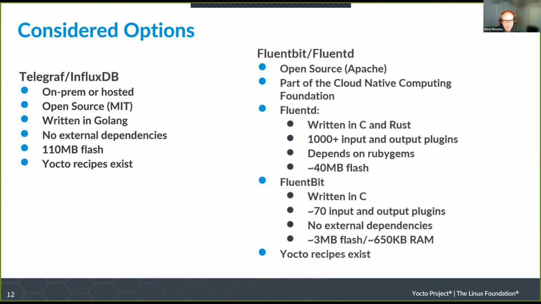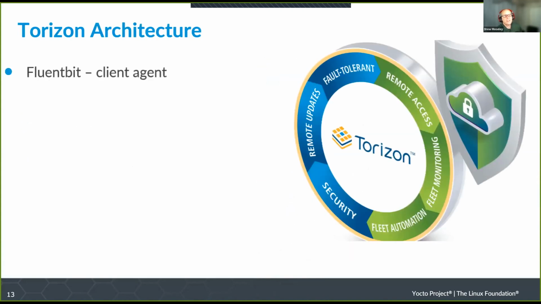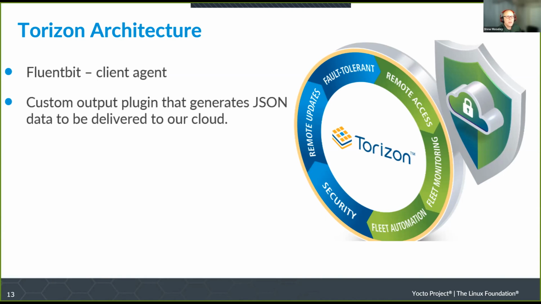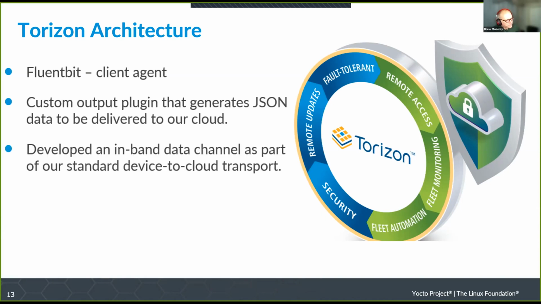And of course, Yocto recipes exist for it. And obviously, we did choose Fluent Bit. The way we implemented it is, we've got the client agent in our base operating system. It's just running as a standard system daemon in the background. We have a custom output plugin that sends the data to our cloud over the existing transport in JSON format.